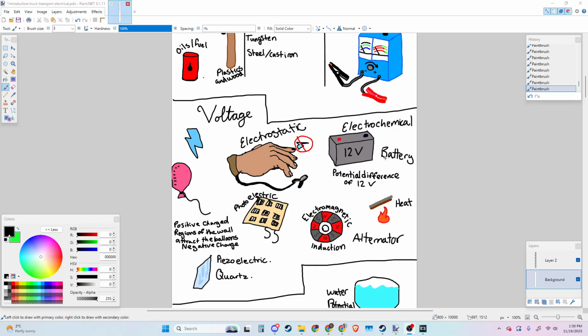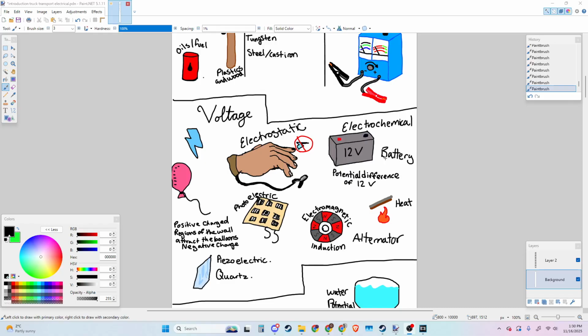Electrochemical voltage is electrical potential created with certain chemicals, lead and sulfuric acid, inside our standard lead acid battery. I'll get more into this in a different video. I feel like batteries have their own separate topic.